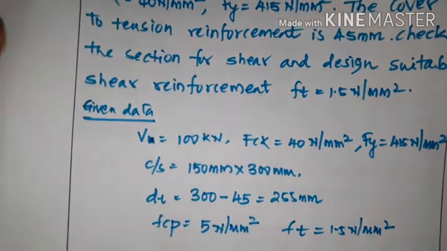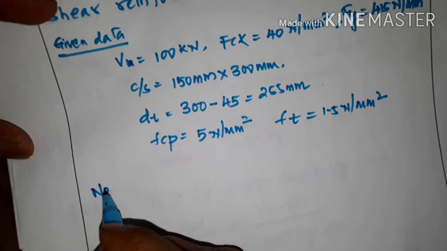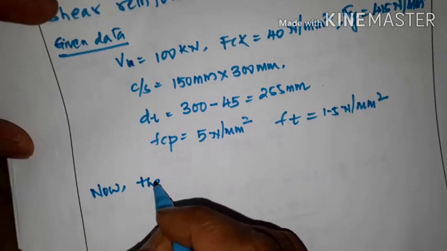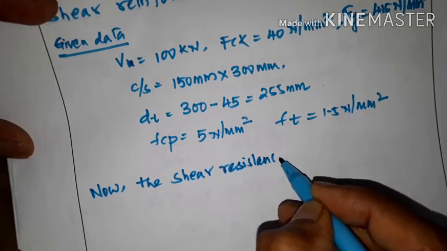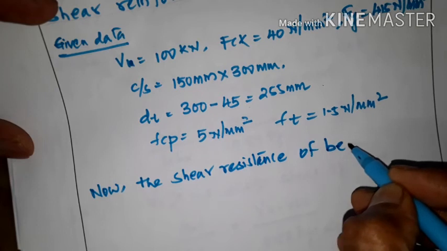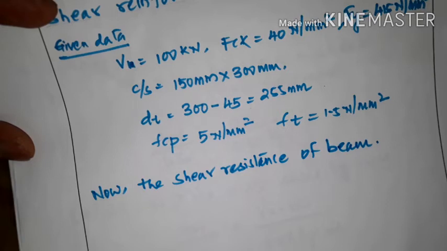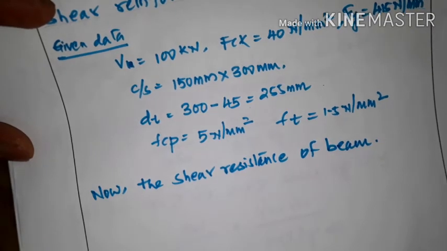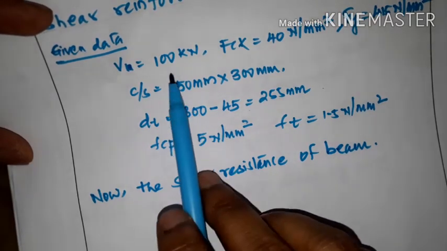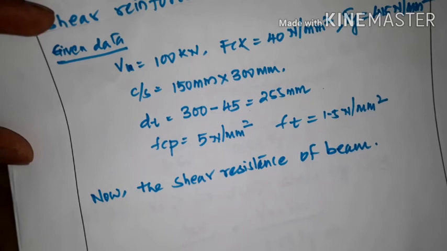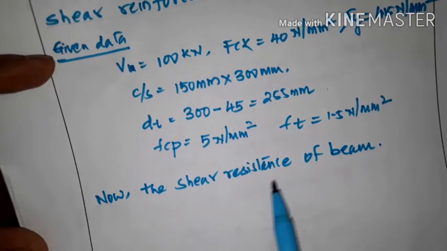So we will calculate first the shear resistance of beam. So here the first step, calculate the shear force based on the external load. No need to use it because here the shear force V is directly given, so no need to calculate the shear force again. Okay, so we will shift directly to the second step, that is shear resistance of beam.